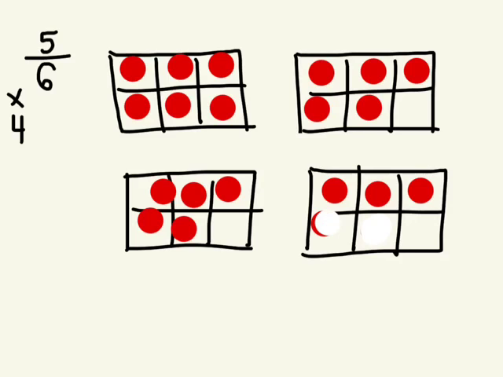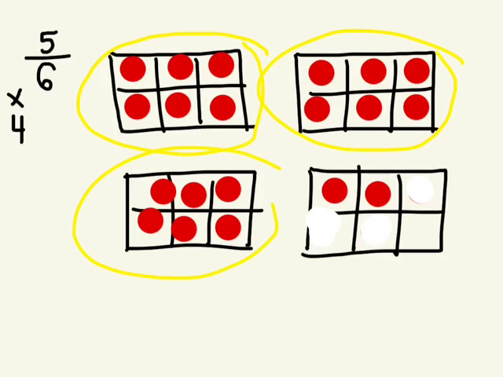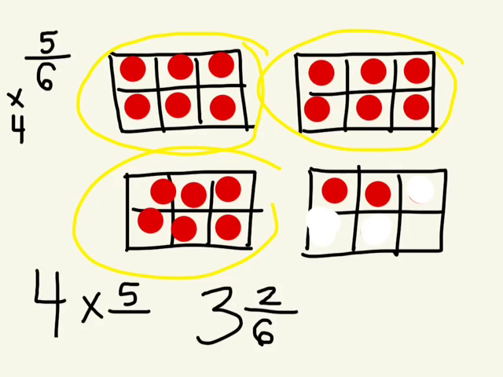So I can get rid of this one, and we can put it over here to fill that up, and then we can get rid of one more and put it over here. So altogether, how many whole rectangles do I have now? 3. Right, I have 1 whole, 2 wholes, 3 wholes, and then what do I have remaining? 2/6. You've just solved the question, 4 times 5/6.